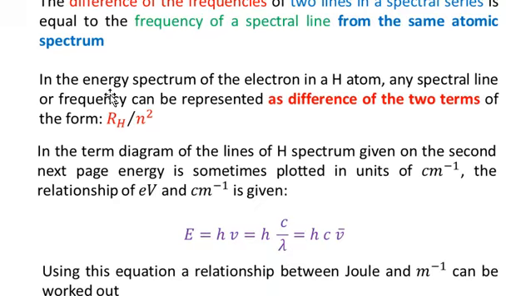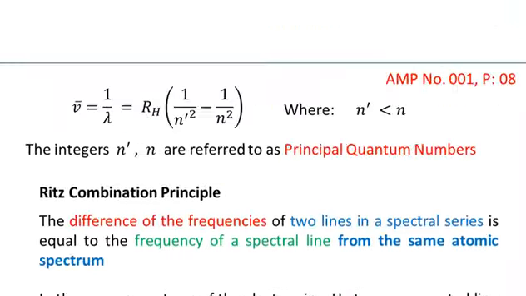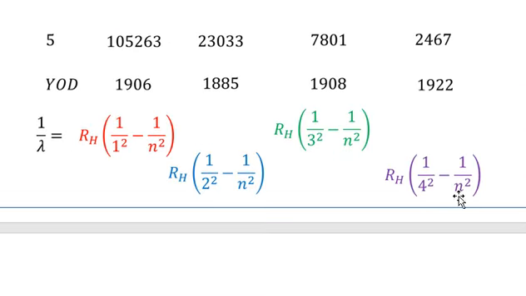So in the energy spectrum of the electron in a hydrogen atom, any spectral line or frequency can be represented as a difference of the two terms of the form RH over n square. And of course, this difference is also prominent in the formulas over here. You see that we have the difference of these two terms in each formula. You can notice.